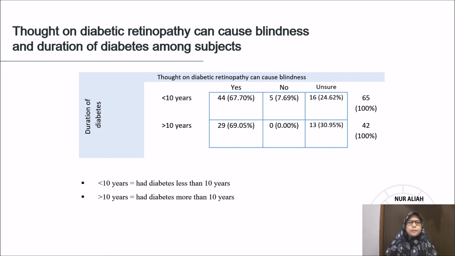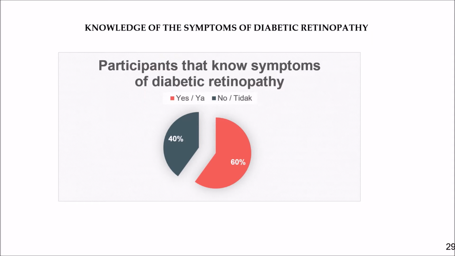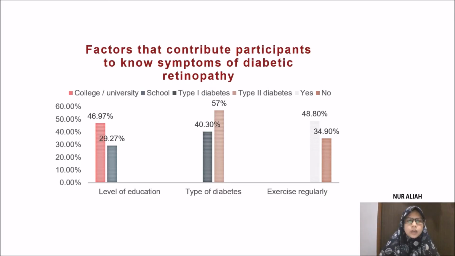There are 43 of the participants, which is 40.2%, that acknowledge the symptoms of diabetic retinopathy. The result shown in the graph is 46.97% among the total of participants that undergo college or university, and 29.27% among participants that undergo school for level of education have none of the symptoms of diabetic retinopathy.